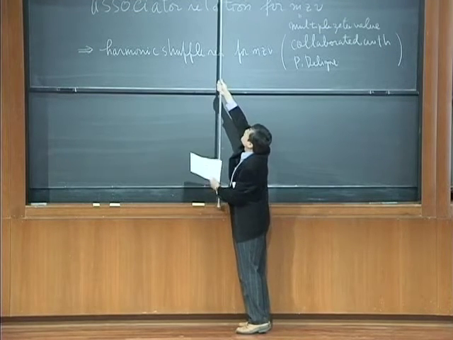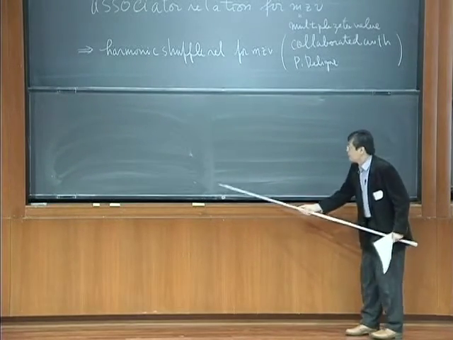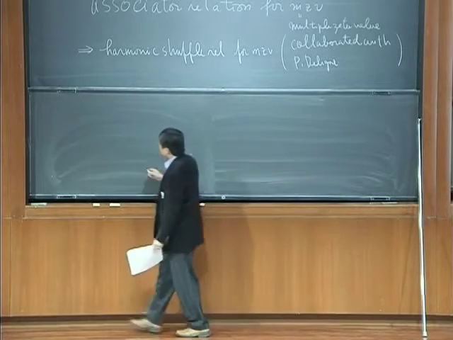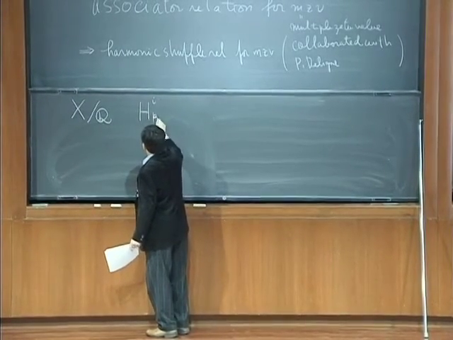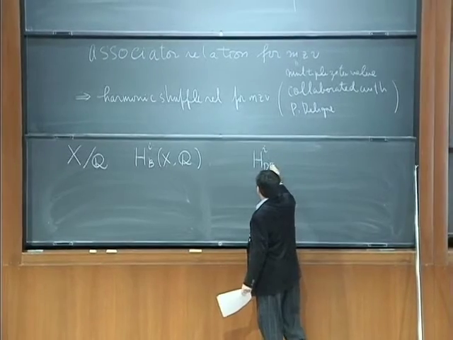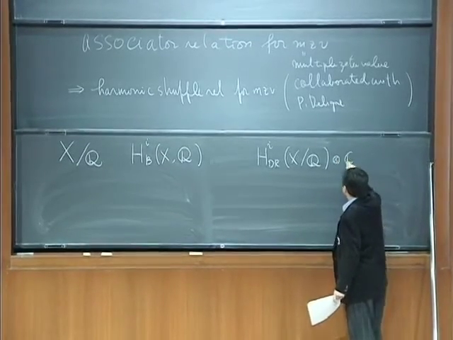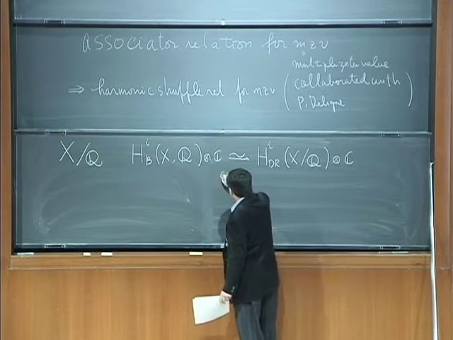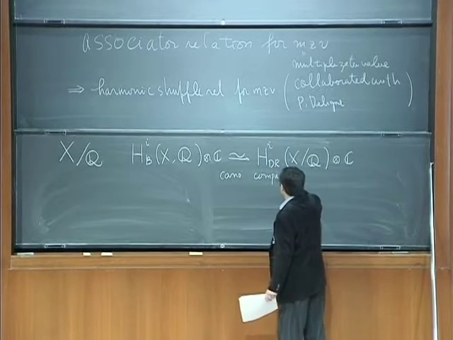Before going into algebroids, I want to explain why it is necessary to consider this problem. If X is, for example, a variety over Q, there are two cohomology theories: the Betti cohomology of X with coefficients in Q, and the de Rham cohomology of X. By the classical comparison theorem, if you tensor with C, these two groups are isomorphic, and there is a canonical isomorphism. This isomorphism is called the comparison map.